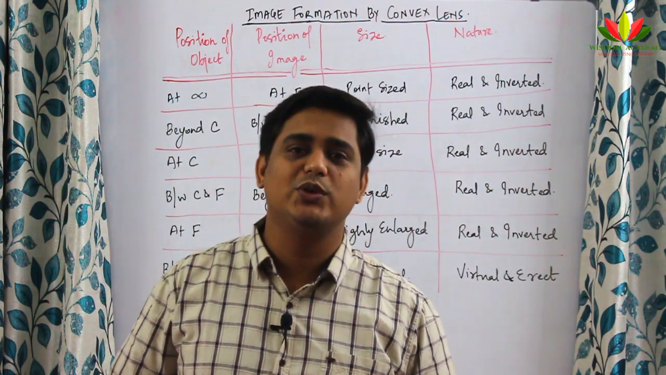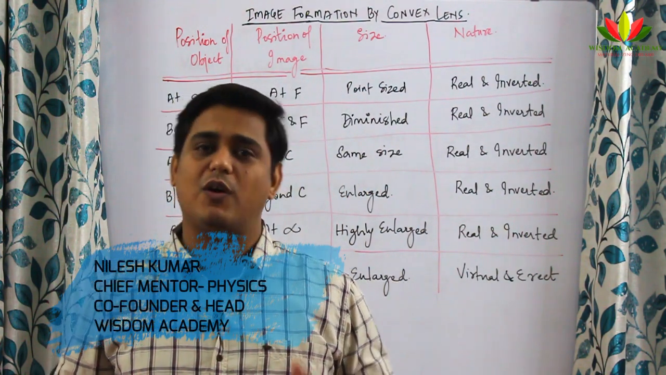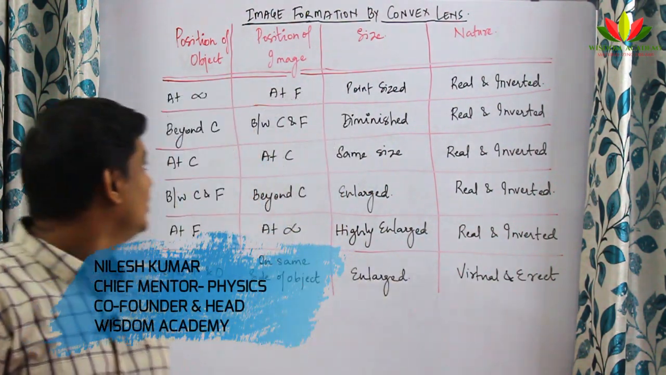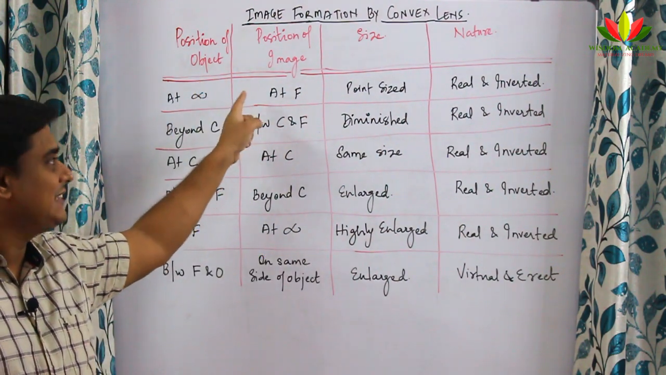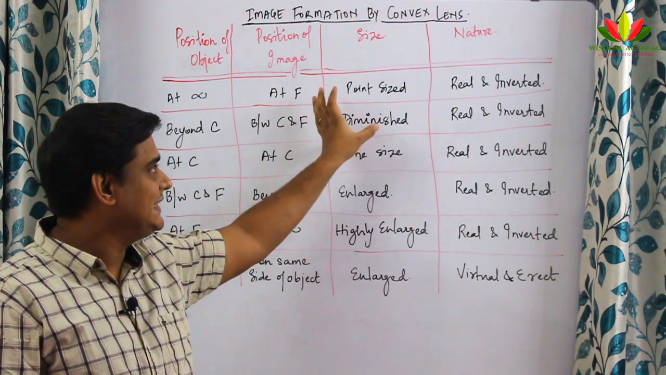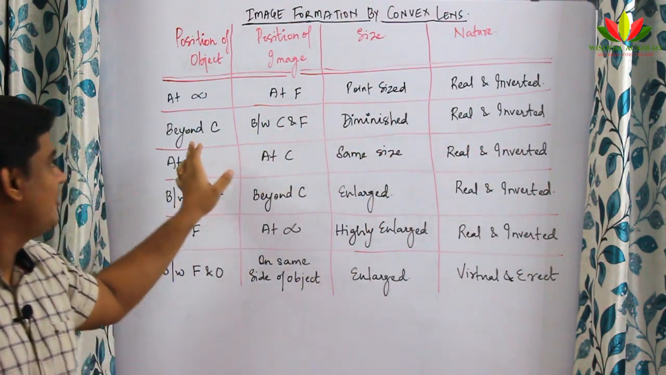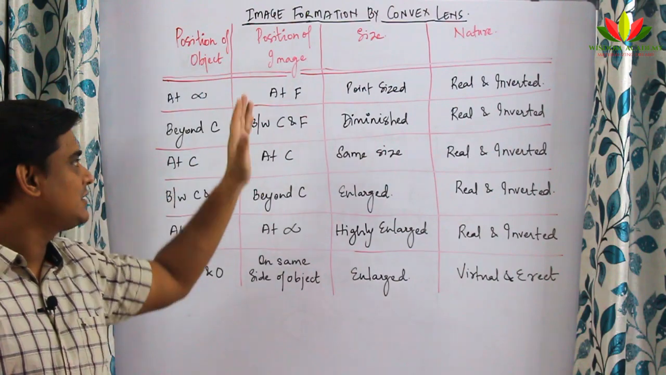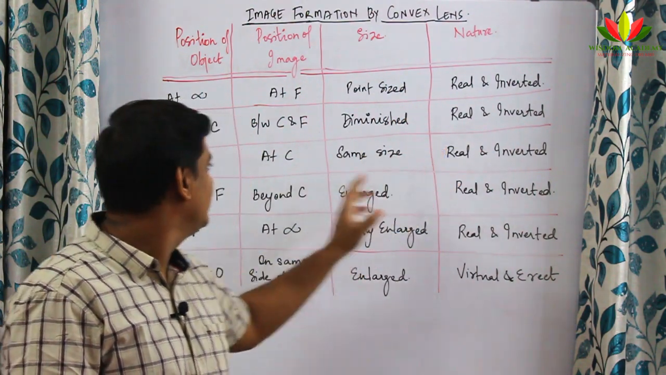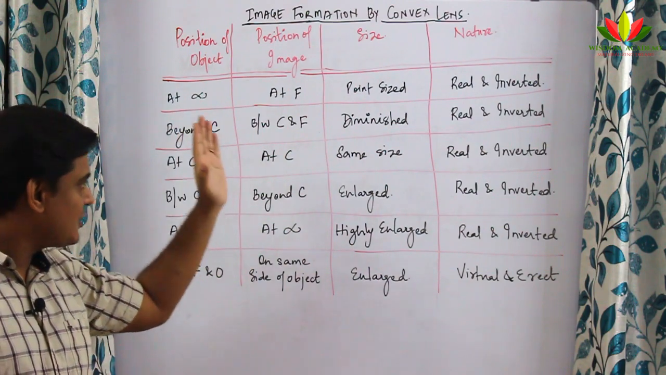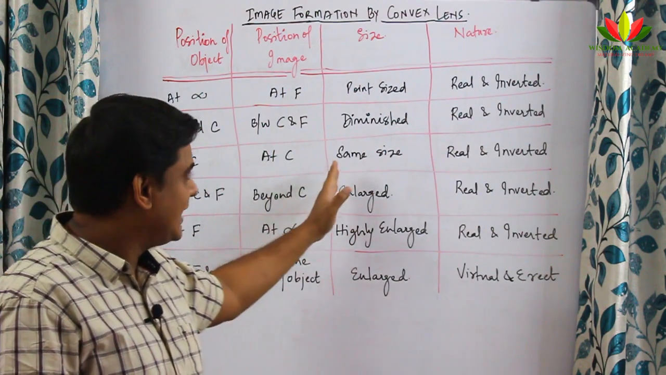In the previous video, you have learnt about the image formation by a convex lens. Let me summarize that. If the object was placed at infinity, the position of the image was at focus, the size was point sized, and the nature was real and inverted. If it was beyond C, the image was formed between C and F, the size was diminished, and the nature was real and inverted. If the object was at C, the image was at C, the size was the same, and the nature was real and inverted.